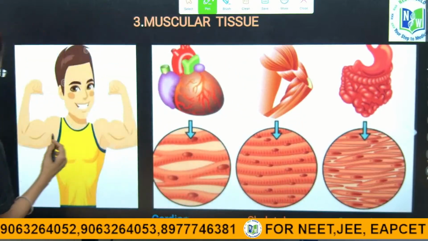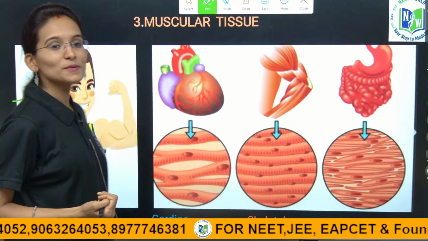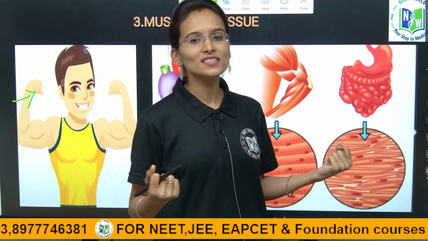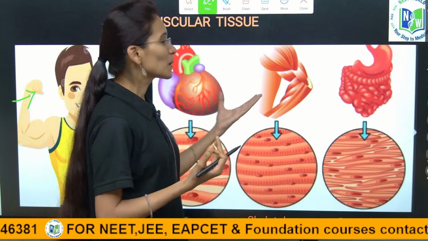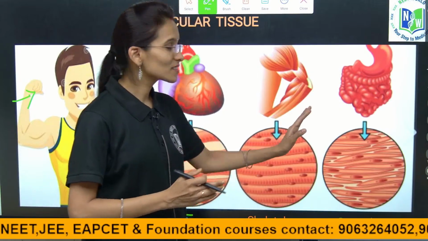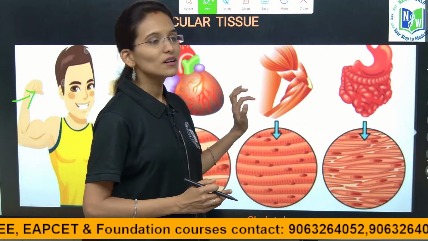Can you see here? So, this is one of the specialized properties of the muscular tissue. It means we can strengthen our muscles and we can relax our muscles. Based on that, here we are going to categorize them. Here are the 3 different types of muscle tissues.